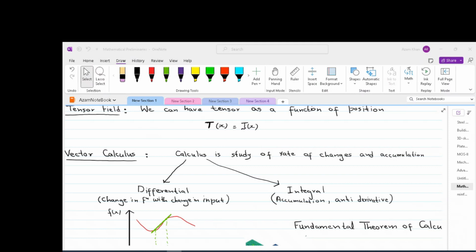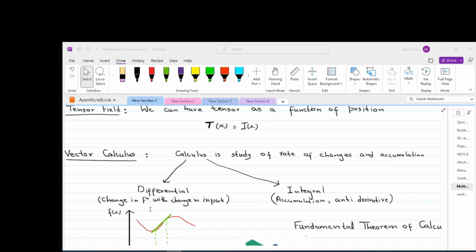Let us discuss vector calculus. First of all, what is calculus? Calculus is a branch of mathematics that deals with the study of rates of changes and accumulation of quantities. Calculus is divided into two main branches, which are differential calculus and integral calculus.